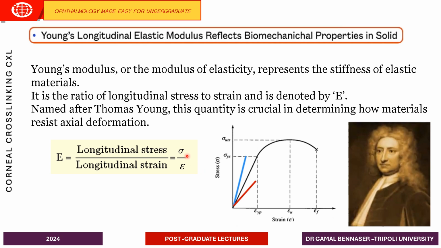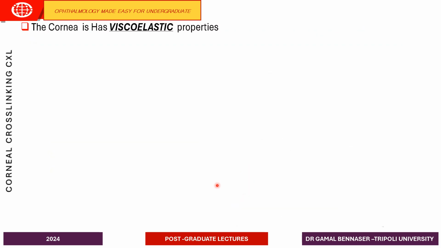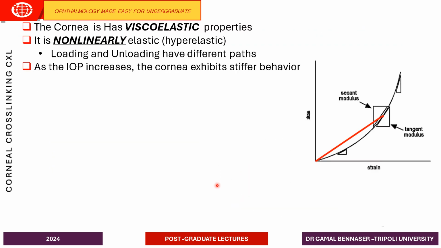Now, this linear relationship is not applicable to the cornea, because the cornea has a non-linear relationship between strain and stress, as we can explain here. So, as I said, the cornea is a viscoelastic structure which has a non-linear relationship between the stress and the strain, also known as hyperelastic. That's to say that the loading and the unloading have different paths.